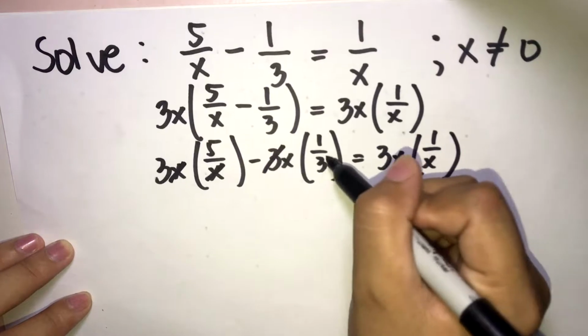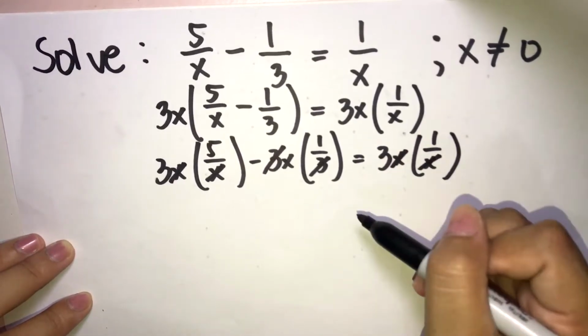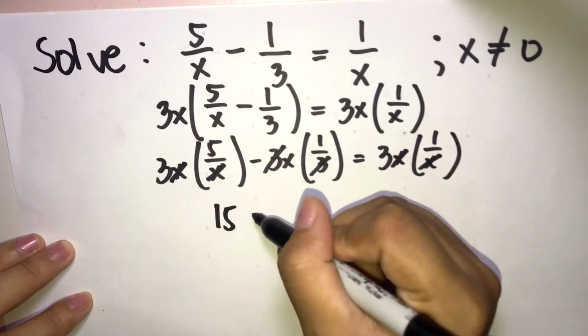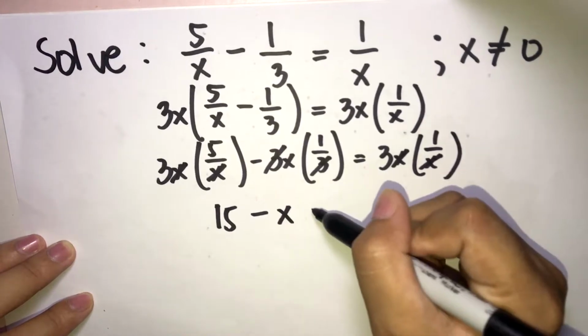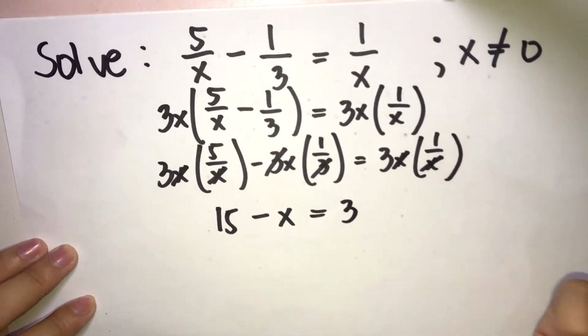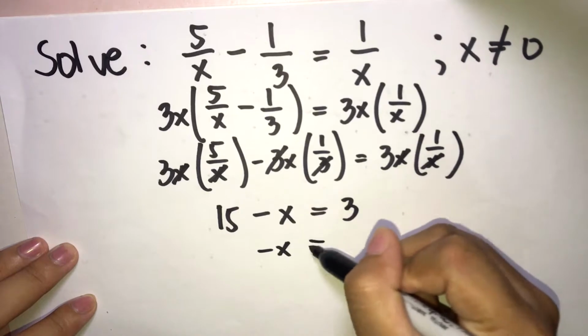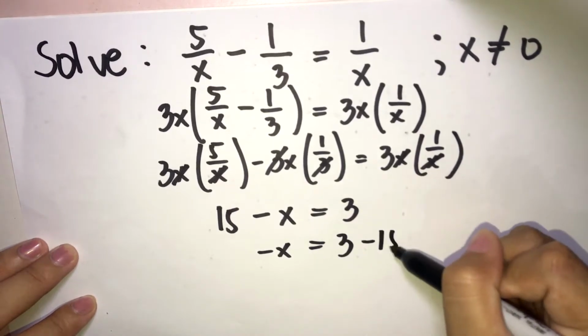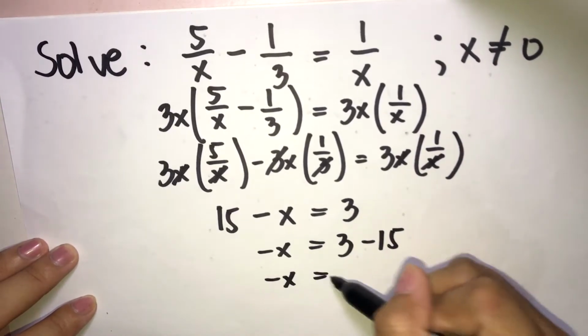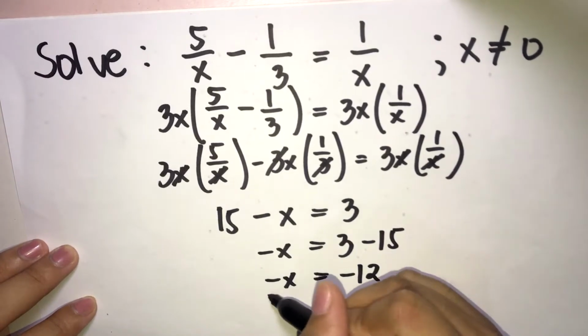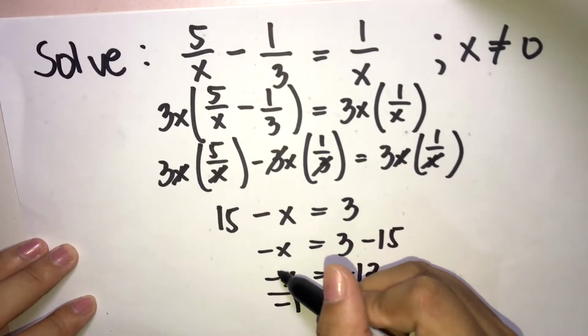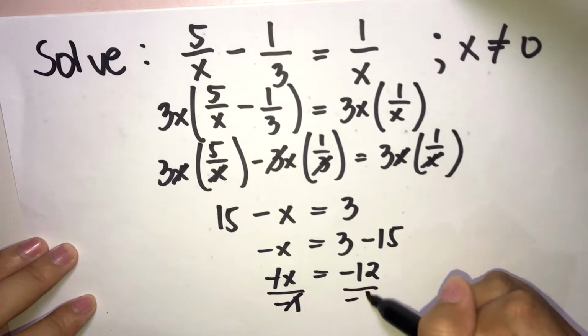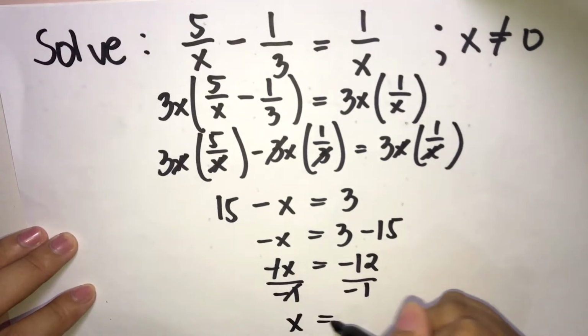Perform cancellation and then multiply the remaining terms. The answer would be 15 minus x is equal to 3. Transpose 15, so it would be negative x is equal to 3 minus 15, or negative 12. Negative x is equal to negative 12. Divide both sides by negative 1 so that x would be positive, and the final answer would be x is equal to 12.